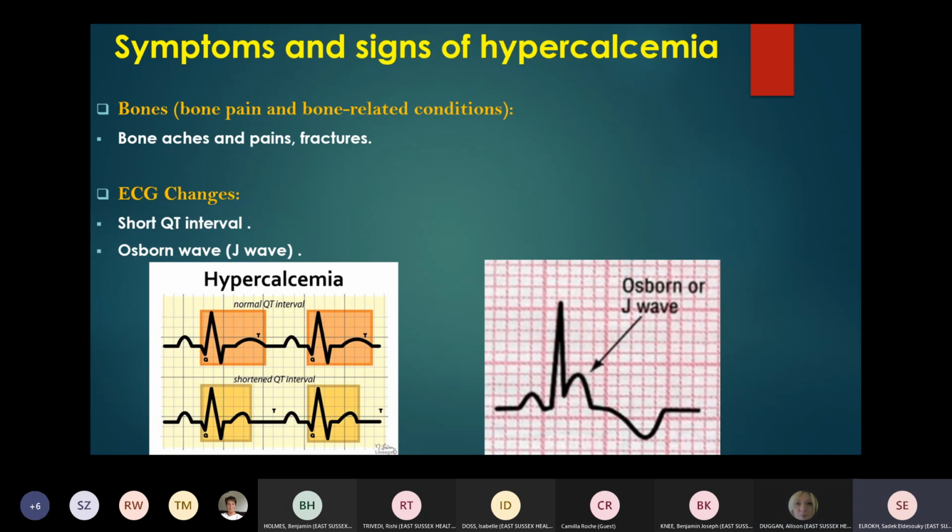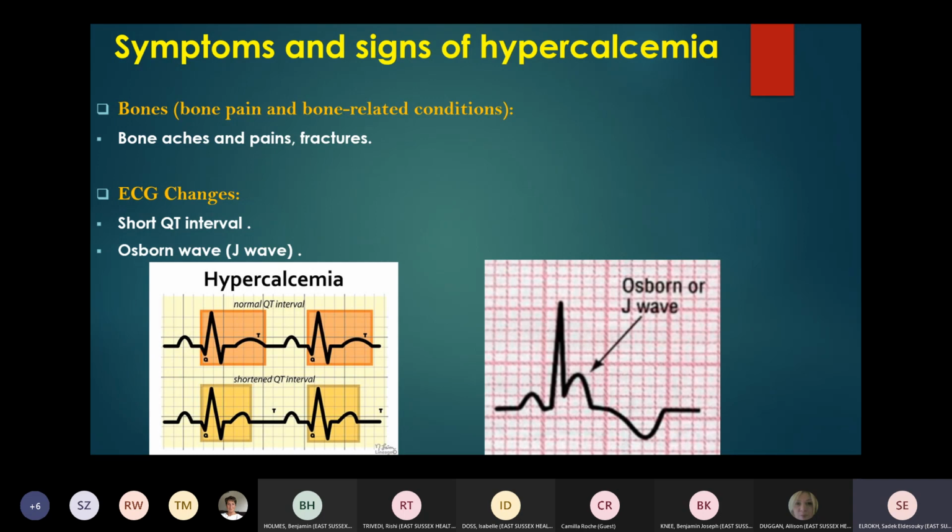This condition may cause bone pain and bone-related disorders like bone aches and pains and fractures. ECG changes related to hypercalcemia are very important actually. In any patient with hypercalcemia you should check the ECG, because hypercalcemia could be an arrhythmogenic electrolyte disturbance. So you need to check if there are any ECG changes, especially a short QT interval and Osborne wave, which is J wave.